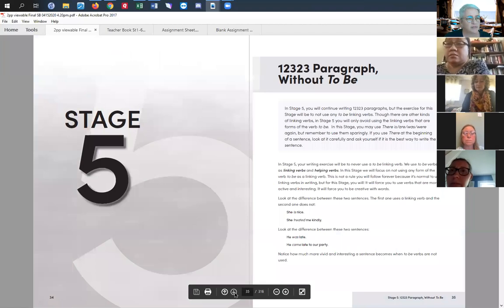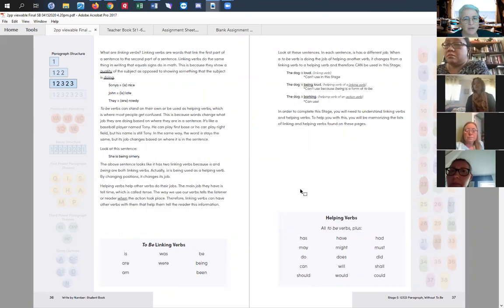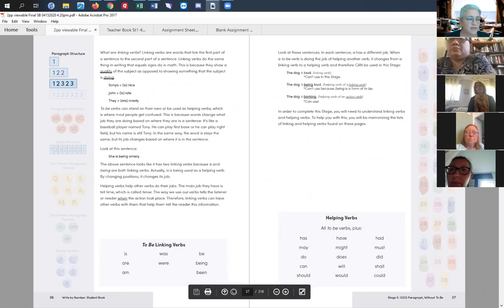We do something similar in stage 5. They learn how to change their sentences that have a to be linking verb in there. So this is kind of their first introduction to some basic grammar. Again, my goal is not to teach grammar. Grammar, they learn as they go. It's applied learning. It's not worksheet learning, which doesn't work, because honestly, you can give kids worksheets all day long, but they don't really understand what it looks like in their writing. So they learn about helping verbs and linking verbs, and I make them memorize it because it just makes their life easier in the long run.